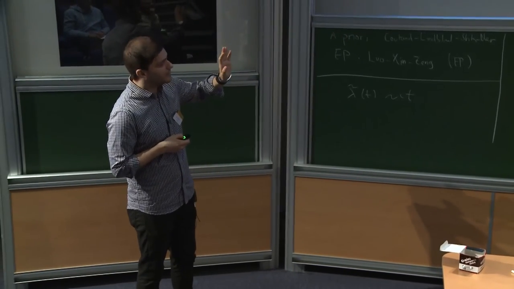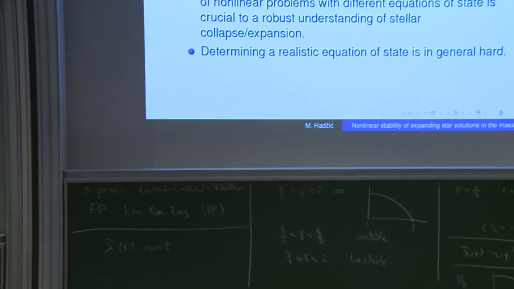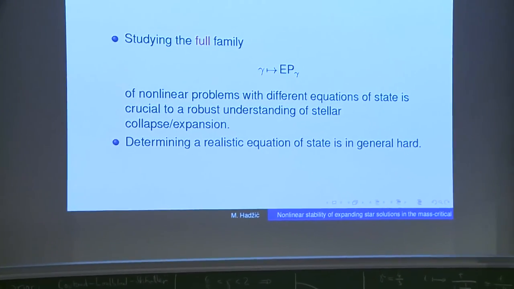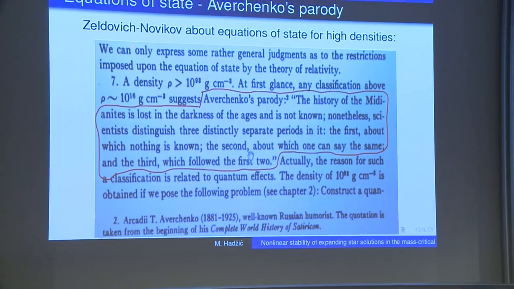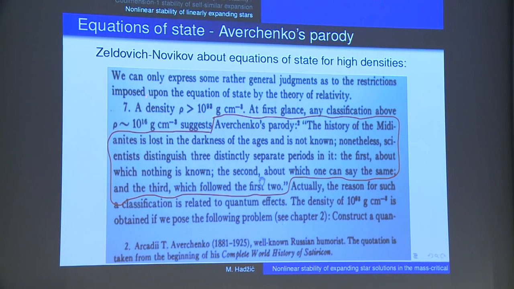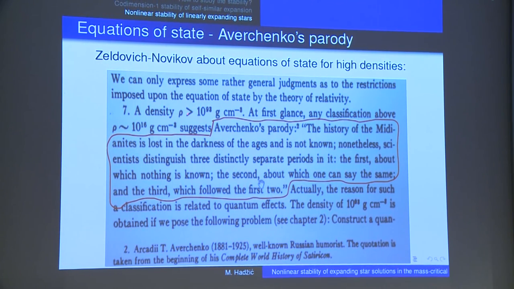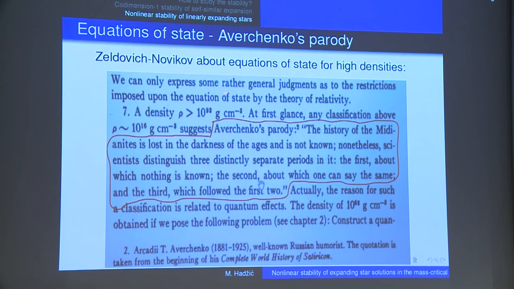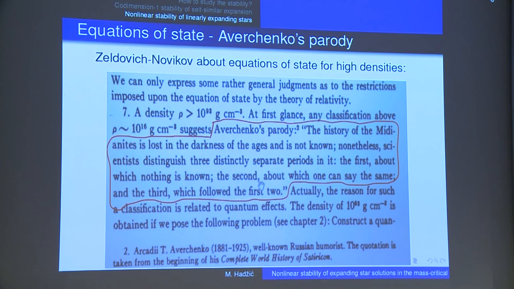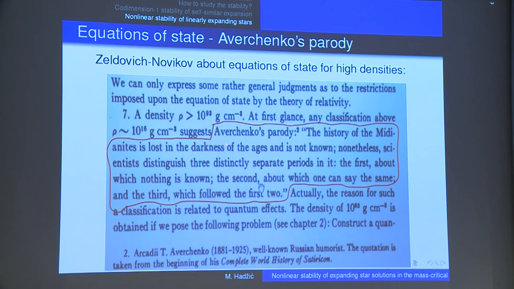But realistic equations of state, this is just a final comment, is in principle quite a hard problem, even for physicists. So this is my favorite relativistic astrophysics book by Zeldovich and Novikov, where I learned this stuff, and they discuss one of the high density regimes for the equations of state. And here's what Zeldovich says. So it reminds him of Averchenko's parody.